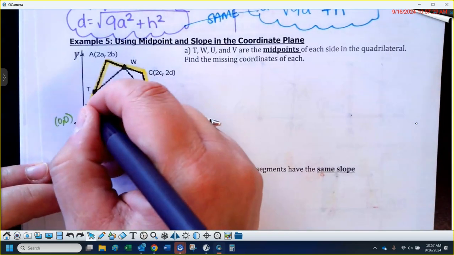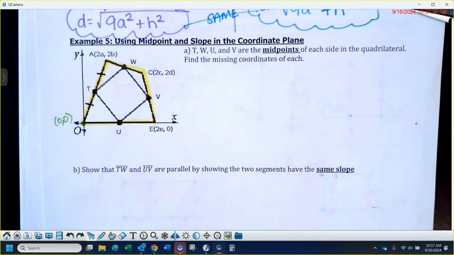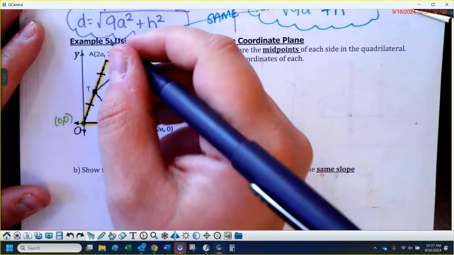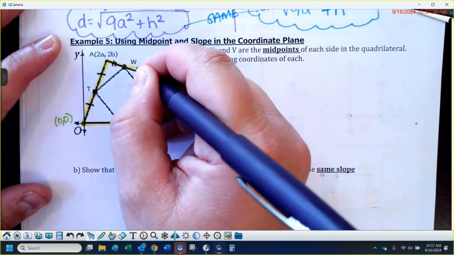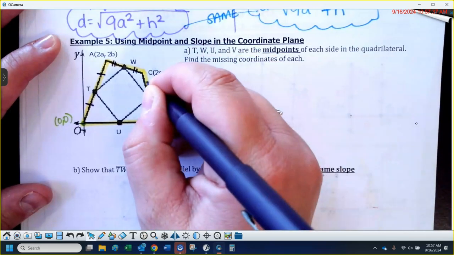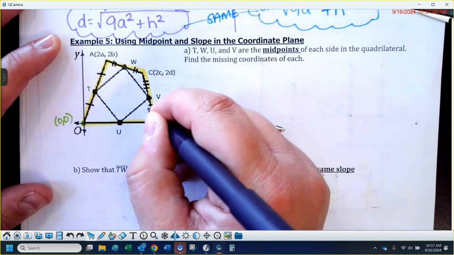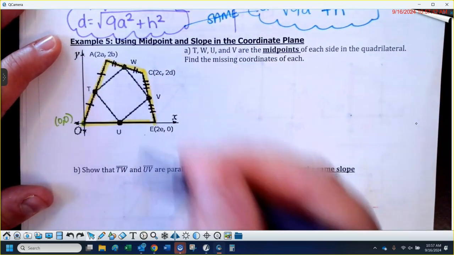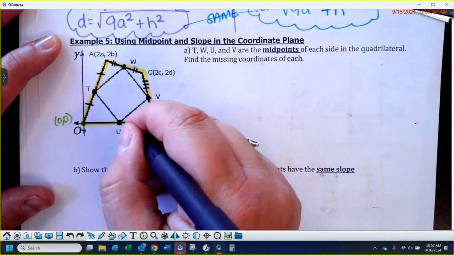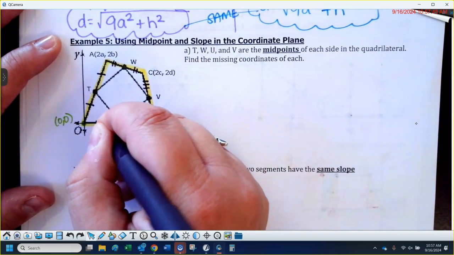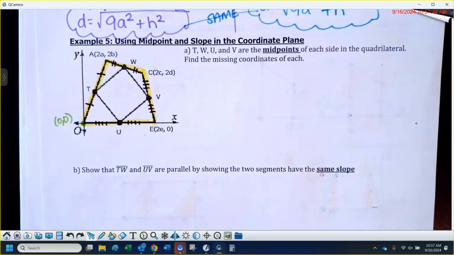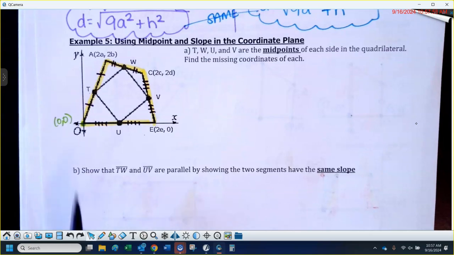So like T is right in the middle of the origin and point A. You don't have to mark this. W is right in between A and C. V is right in between the points C and E. I'm just doing a triple mark. And then I'll do 1, 2, 3, 4, 1, 2, 3, 4. So from the origin to point U and from the point U to the point E, those distances are the same. Those are midpoints.